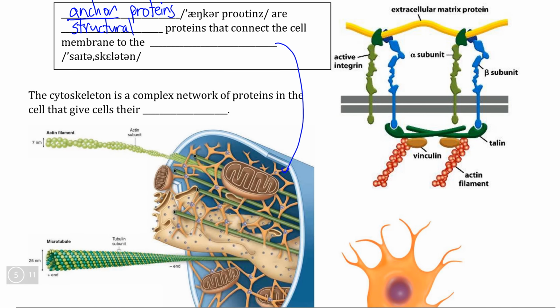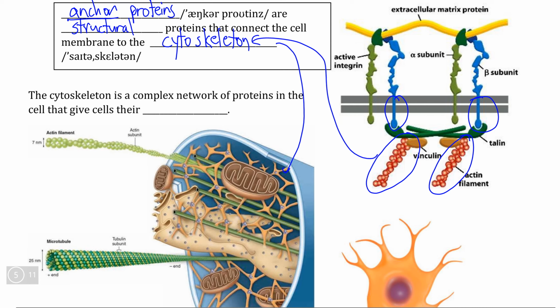Now, if you review your cell biology, the complex protein network on the inside of the cell that holds all of the organelles in the proper place and is used to transport substances from one end of the cell to another, this network of proteins is what we call the cytoskeleton. And we can see from this diagram here that cytoskeleton anchor proteins here connect the phospholipid bilayer of the cell membrane to the protein networks that we find on the inside of the cell that make up your cytoskeleton.